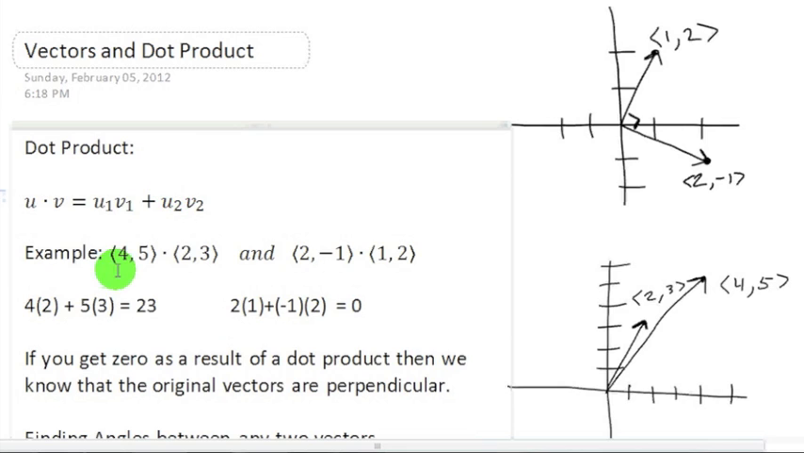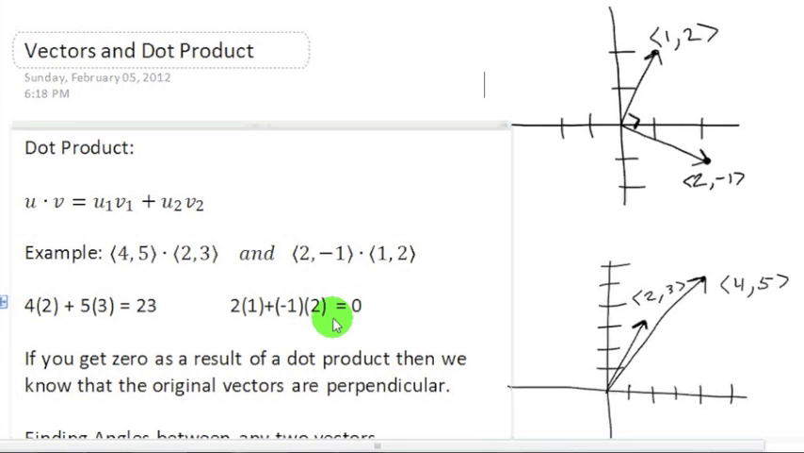So for example, if we had vector 4, 5 and 2, 3, if we dotted these two vectors together, it would look just like this: 4 times 2 plus 5 times 3 equals 23. If we dot the other vectors, 2, negative 1 and 1, 2, we get 2 times 1 plus negative 1 times 2, which is equal to 0.